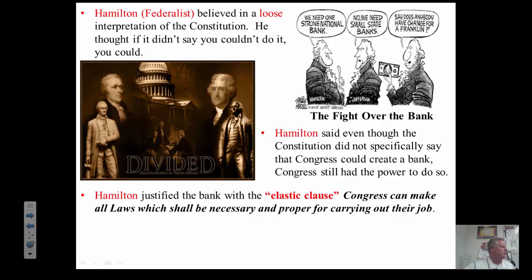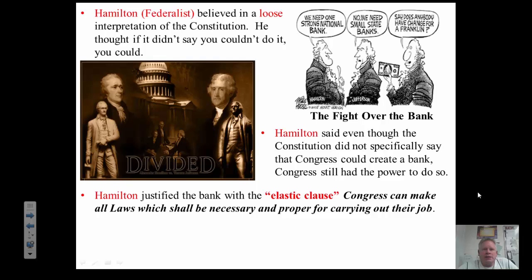Well, number 18 says this. Congress has the power to make all laws which shall be necessary and proper for carrying into execution the foregoing powers. This means they can make any law they need to carry out the first 17 powers listed in the Constitution. So, for instance, Hamilton used this clause to justify the bank.